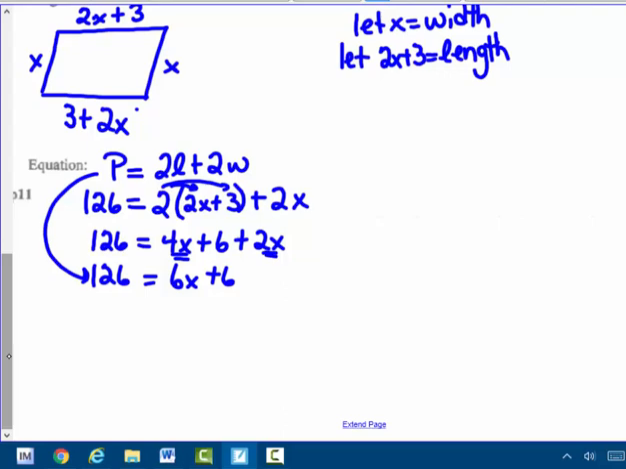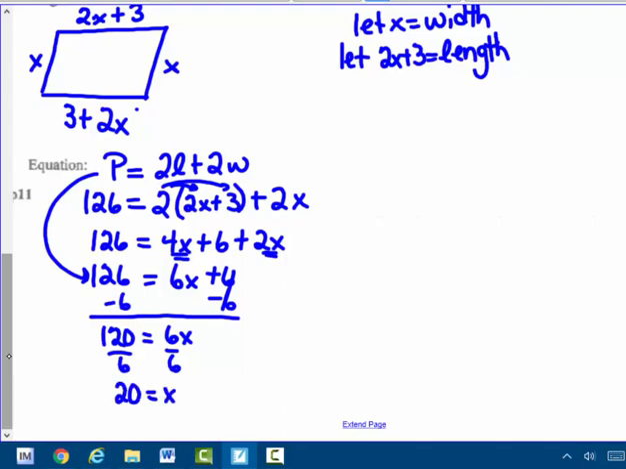126 is 6x plus 6. Solving this equation, because I need to know the length of each side, I get 120 equals 6x, because I subtracted 6 from both sides. Dividing by 6, I get 20 is x.